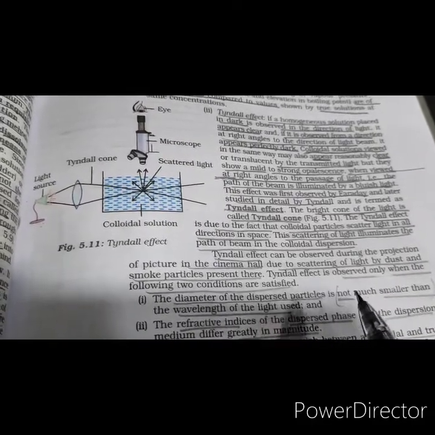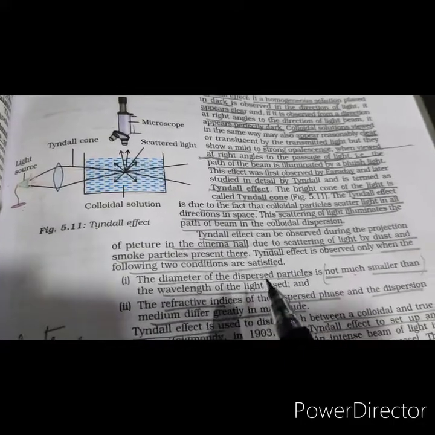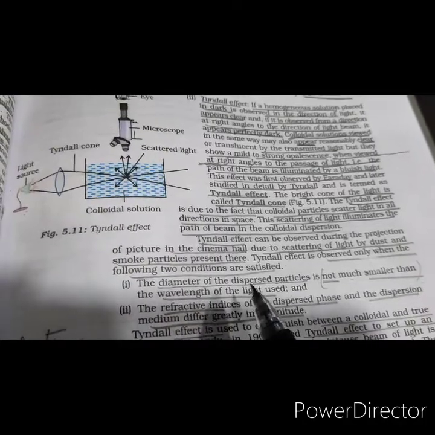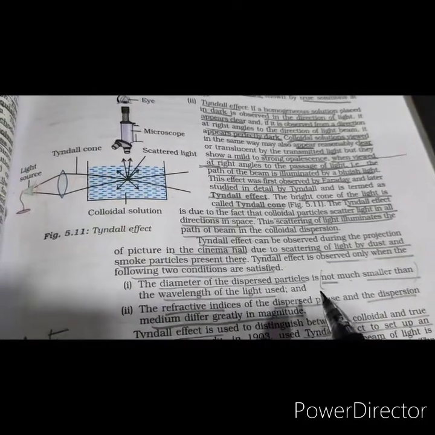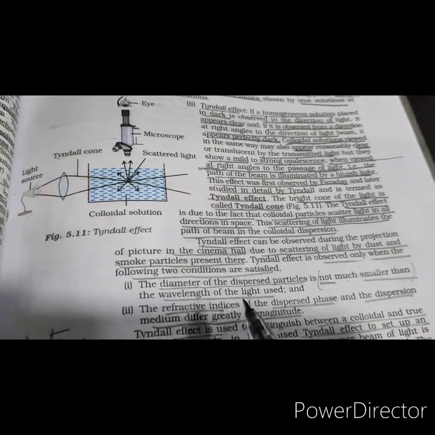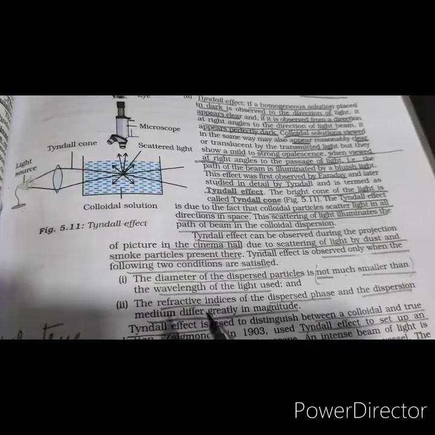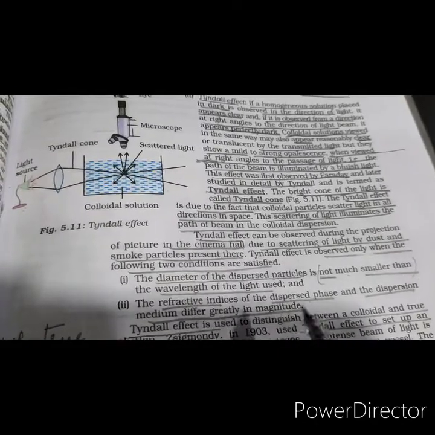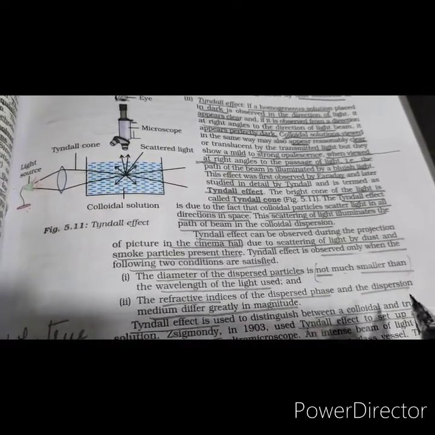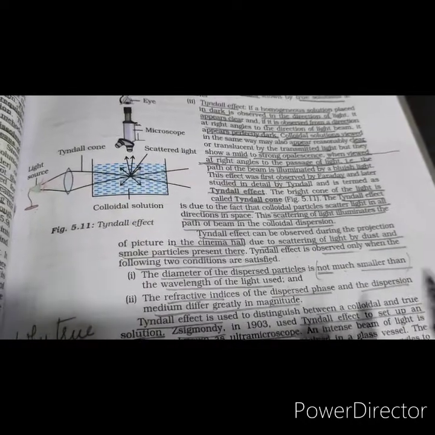The Tyndall effect is observed if two important conditions are satisfied. This is important. The first condition is that the diameter of the dispersed phase should not be much smaller than the wavelength of the light used. That is, the two must be comparable. And secondly, the refractive index of the dispersed phase and the dispersion medium should differ greatly in magnitude.